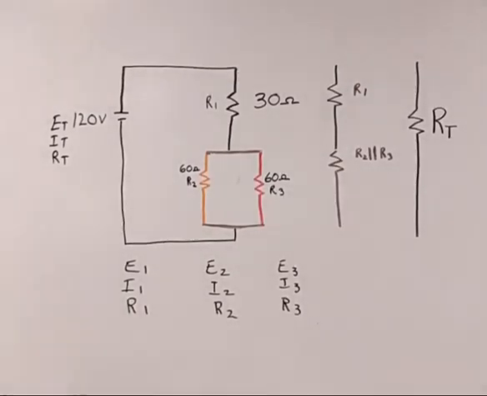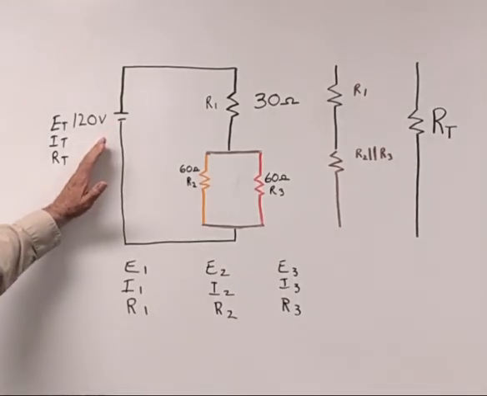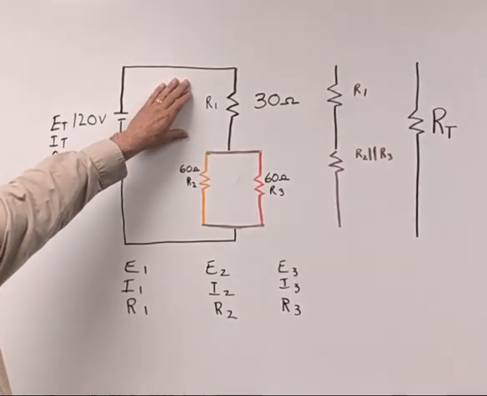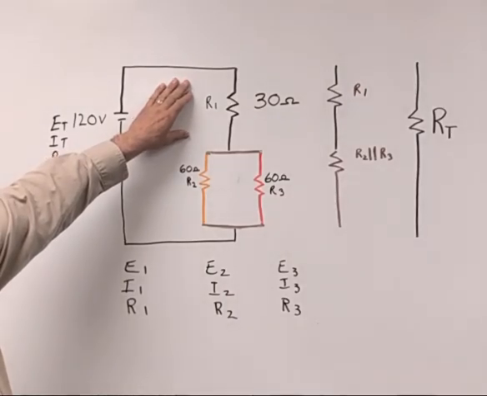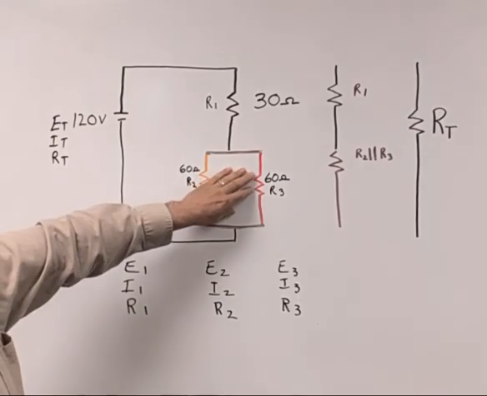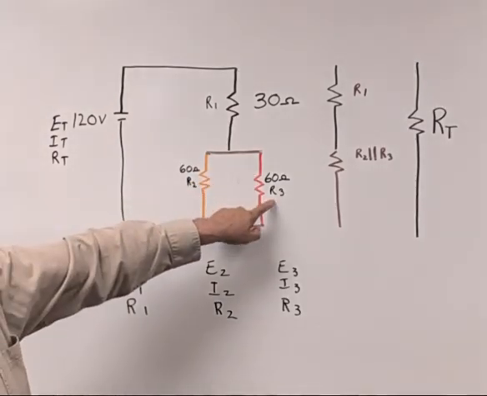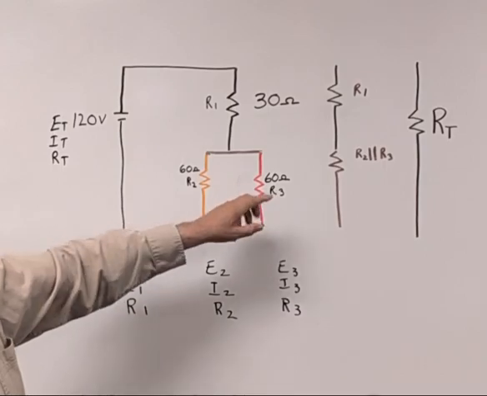Okay, I've put this drawing up on the board trying to simplify the idea of what happens when I combine series and parallel resistors. So I have a series resistor of 30 ohms, a parallel network here that is a 60 and a 60 ohm resistor.